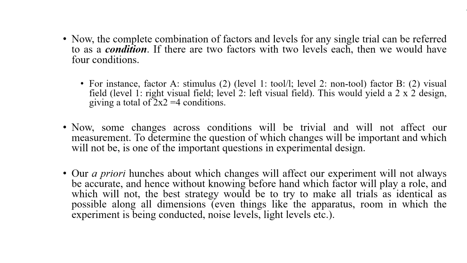Now, a complete combination of factors and levels for any single trial can be referred to as a condition. So, what is a condition? A high frequency condition, a low frequency condition. So, we can have different things. If there are 2 factors with 2 levels each, typically we will have 2 cross 2, that is 4 conditions. Let us say I want to look at the lateralization of tools.